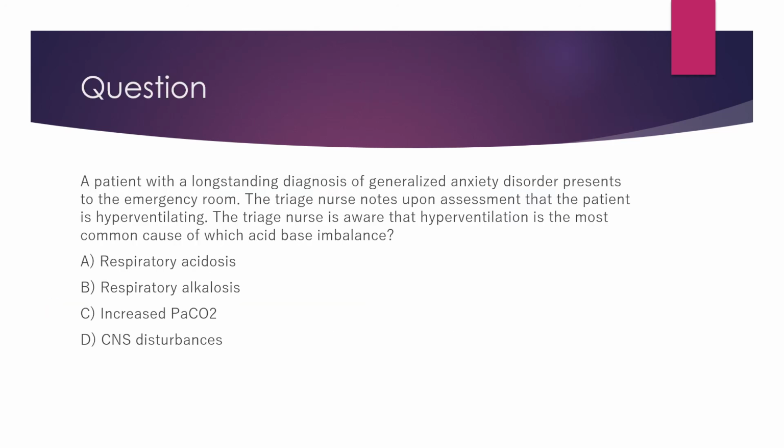A patient with long-standing diagnosis of generalized anxiety disorder presents to the emergency room. The triage nurse notes upon assessment that the patient is hyperventilating. The triage nurse is aware that hyperventilation is the most common cause of which acid-base imbalance? It is respiratory alkalosis.